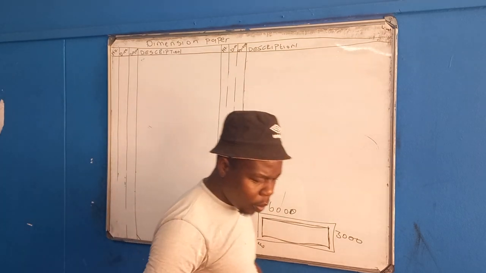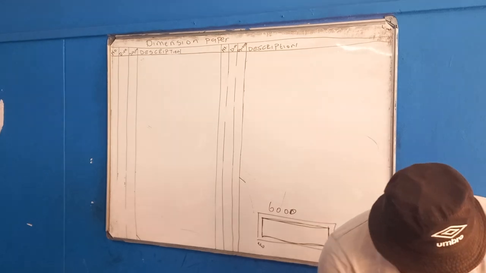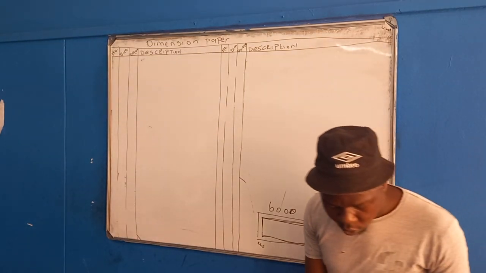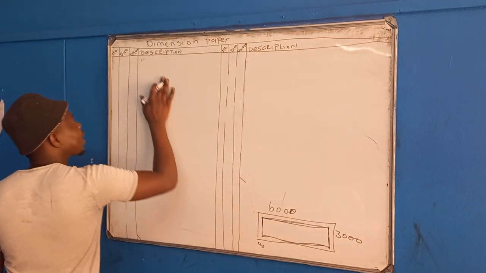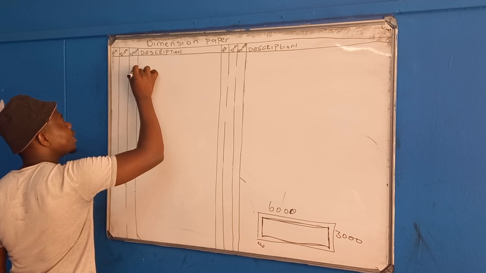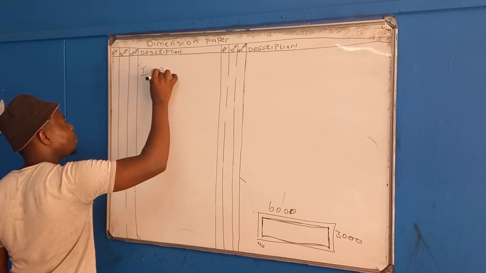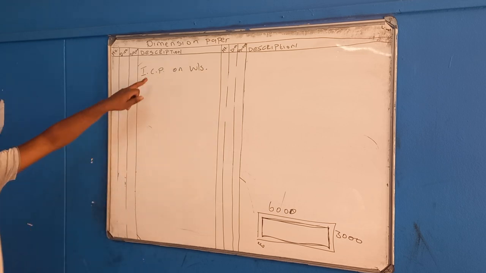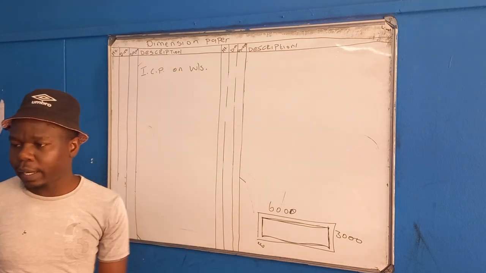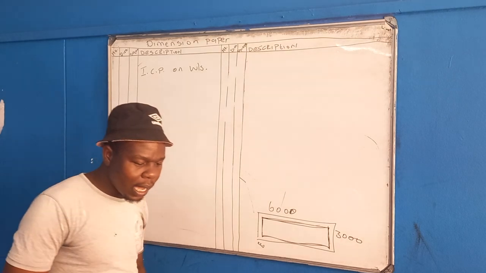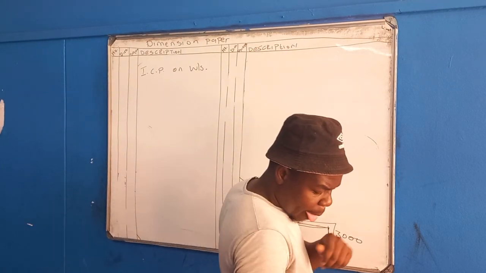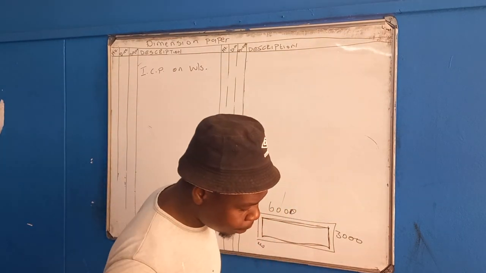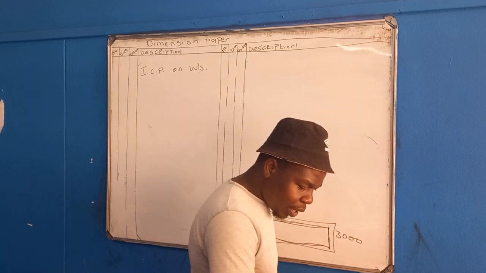Okay, now we have finished with one brick wall, and then we go for plastering. I say ICP on walls, which is internal cement plaster on walls. So we have to plaster our wall. When we plaster our wall, what are we going to have there?